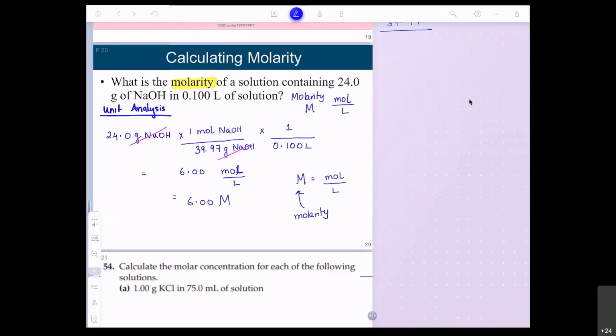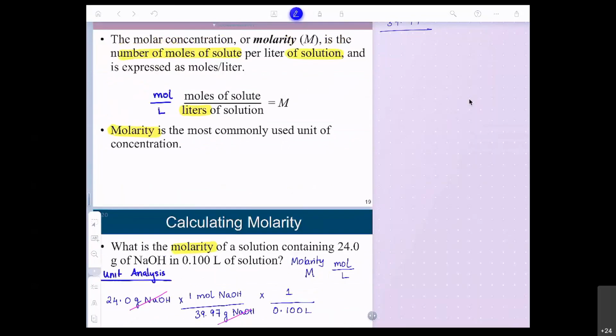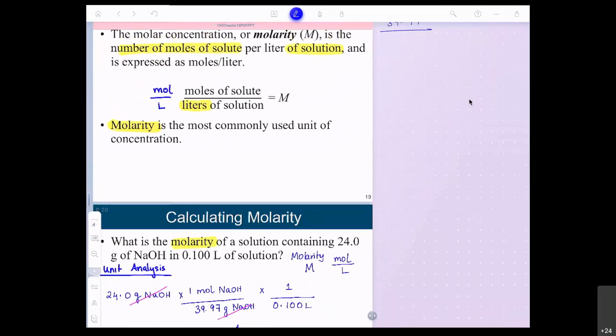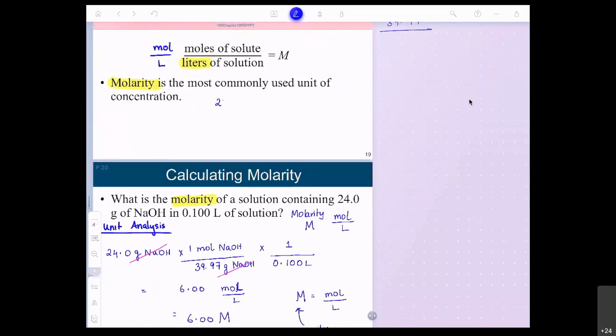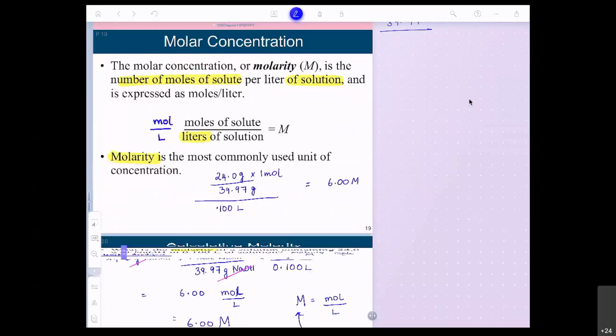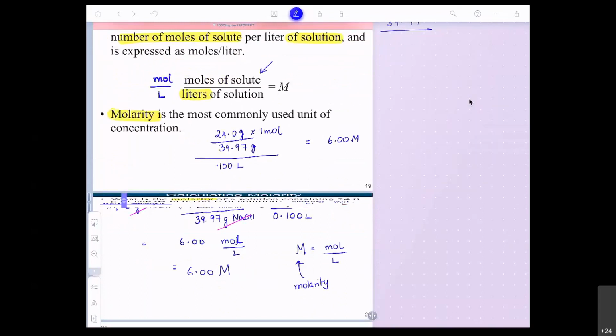I'm okay if you use the other method, but most instructors will not be. You could use this formula: molarity equals moles of solute divided by liters. Moles of solute, you have to actually calculate. That's 24.0 grams divided by 39.97 grams per mole, and the volume is 0.100 liters. So you must actually calculate the moles: 24 grams times 1 mole divided by this, which is very similar to the setup I have, and you'll get 6.00 M. This would be using an algebraic method, where you have the moles of solute and then the volume in liters. If you want to use that method, you can.